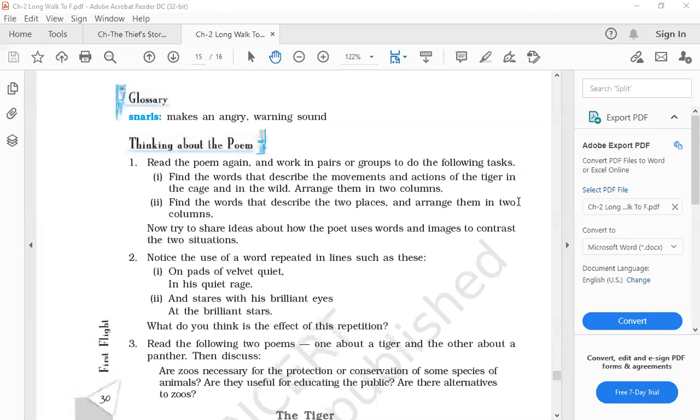Notice the use of a word repeated in lines such as on pads of velvet quiet, in his quiet rage, and stares with his brilliant eyes at the brilliant stars. So what do you think is the effect of this repetition? What exactly is the purpose of repeating the words? Why has the poet used this repetition here? Jujhar, answer the question.